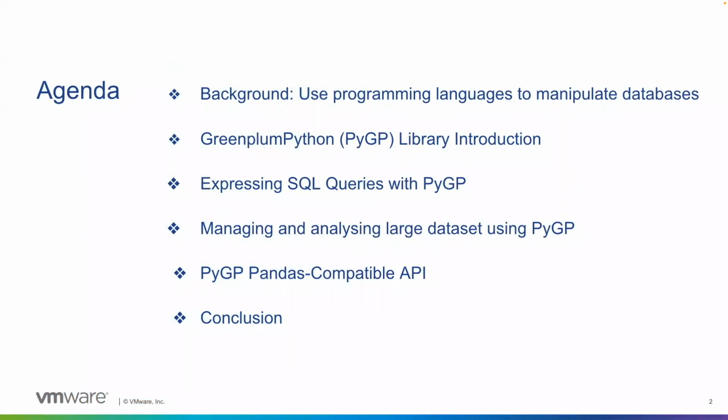To kick off, let's delve into the traditional methods used by programming languages, such as Python, to process database manipulation, as well as the limitations they pose. Following that, I will introduce Greenplum Python, a Python library designed to address these challenges, and I will explain how it can simplify complex analytics and data manipulation, making it easier for data scientists and engineers to work with large data sets.